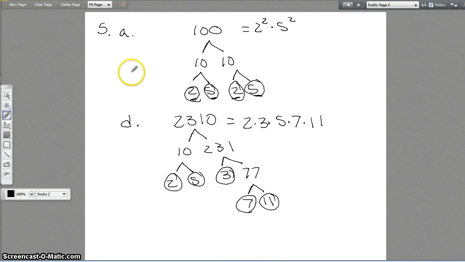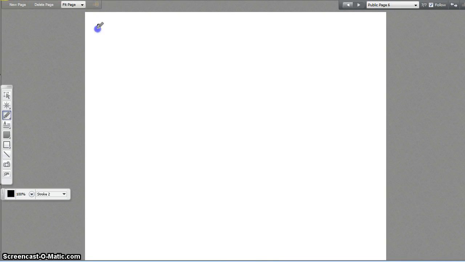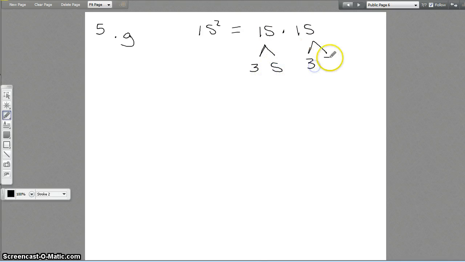Okay, I want to do 2 more parts from number 5. Let's look at 5G, which is 15 squared. Well, 15 squared, that's 15 times 15. And we can break 15 down into 3 times 5. So we can do that for both of these. So 3 and 5 are both prime numbers. So what we see here, 15 squared, is actually 3 squared times 5 squared.